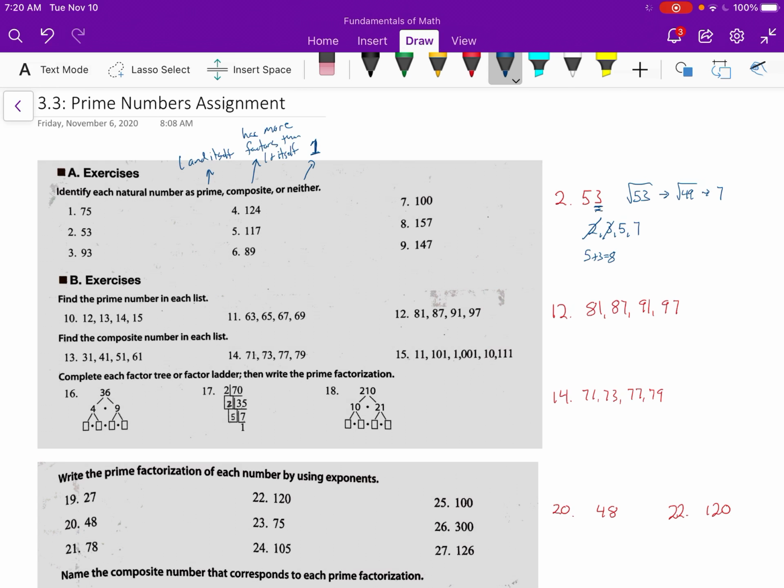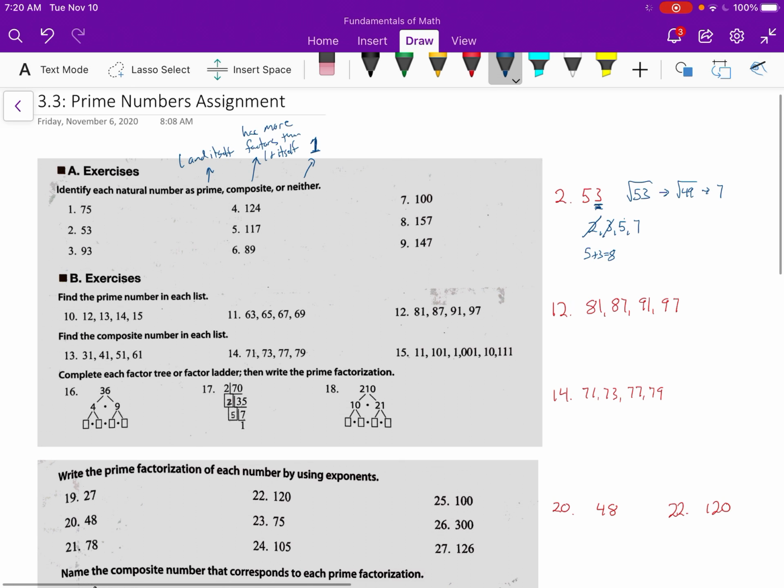For 5, once again, we look at the last digit. It would have to end in 5 or 0, and it doesn't, so 5 doesn't go into it. Then we check 7, and for 7 we're just going to divide. Some of you might know already that 7 does not go into it, and that's fine if you have that knowledge. You don't have to show the work. There's a remainder of 4, so 7 doesn't go into it. If none of those numbers go into it, then number 2 is prime.